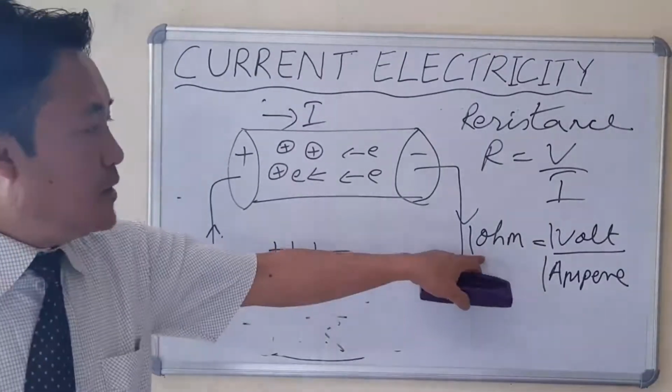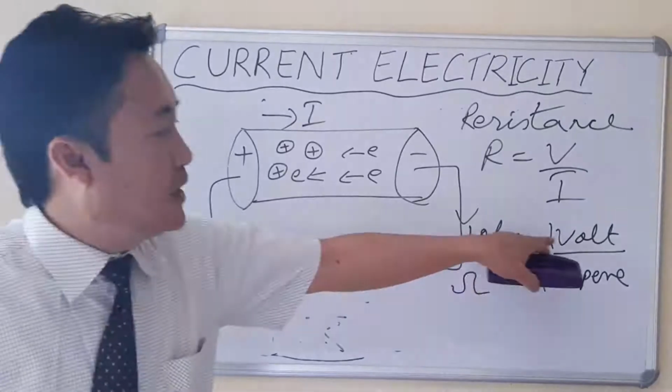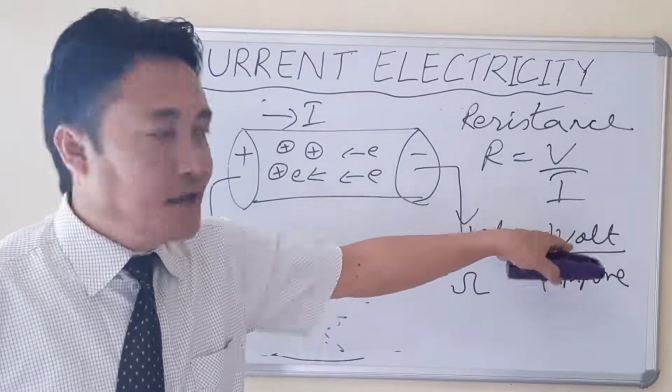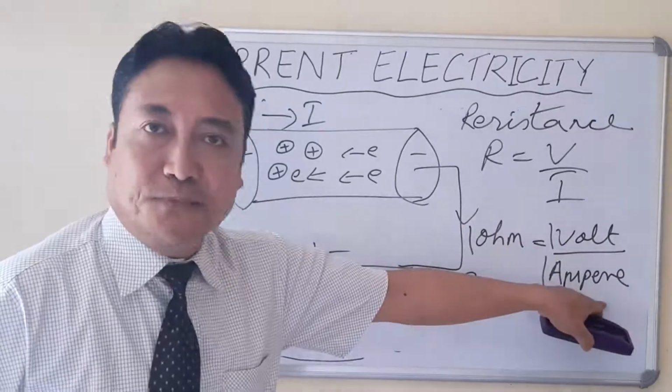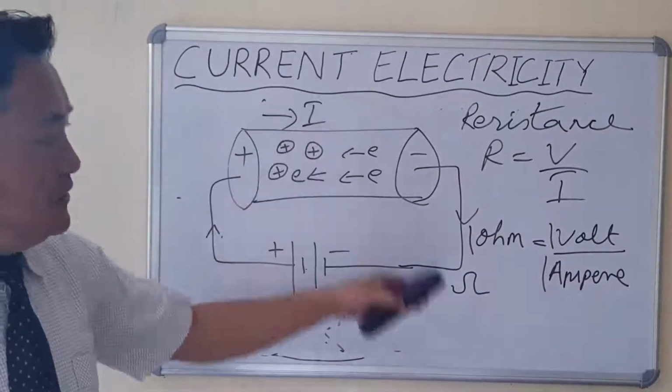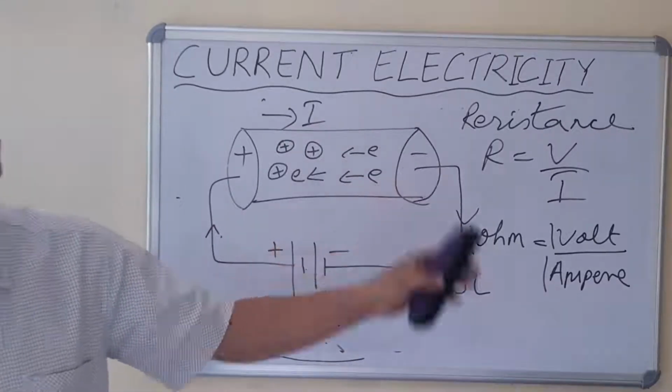So therefore, 1 ohm is the resistance in which, if 1 volt of potential difference is applied at the ends, the current flowing through is 1 ampere. So this is the definition of ohm. Understood? So now the next point is here.